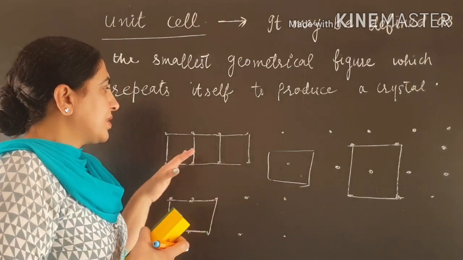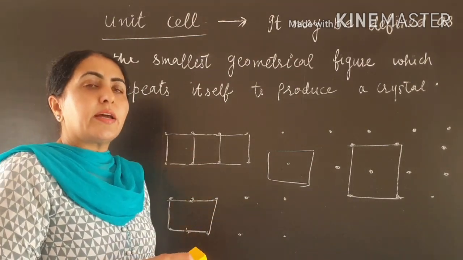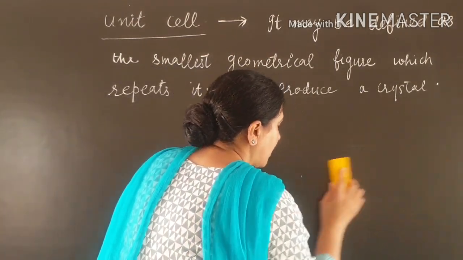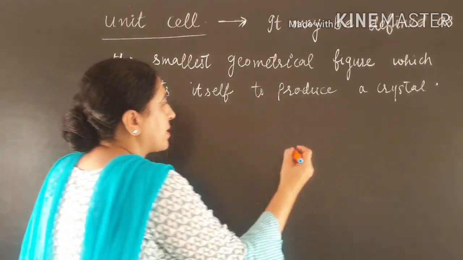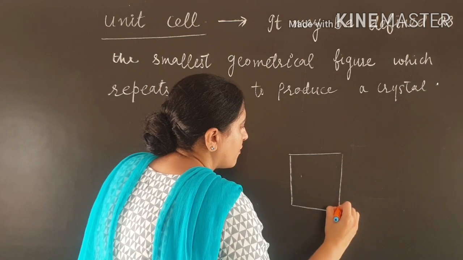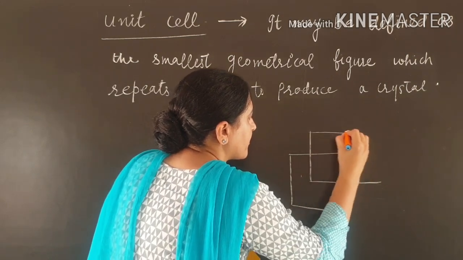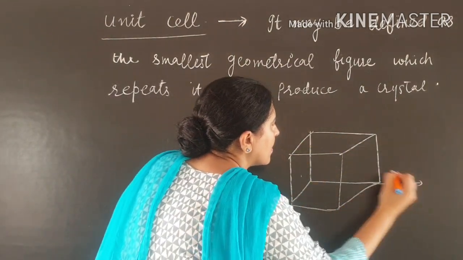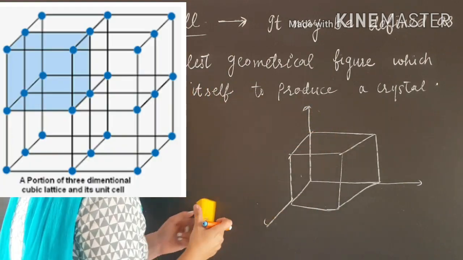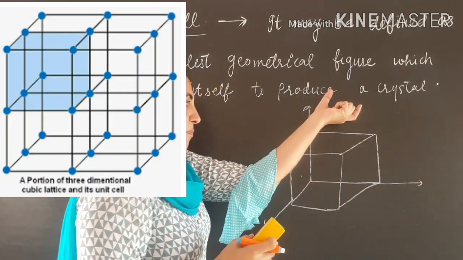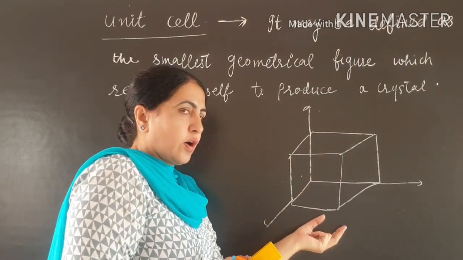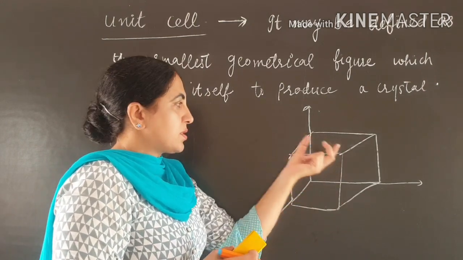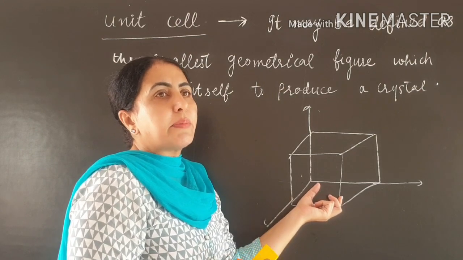In three dimensions, it may also be like this, a parallelepiped or a cube. It may be of this type or that type. This structure repeats upward, backward, and downward, so in the three dimensional case, a parallelepiped or cube-like structure is also a type of unit cell.